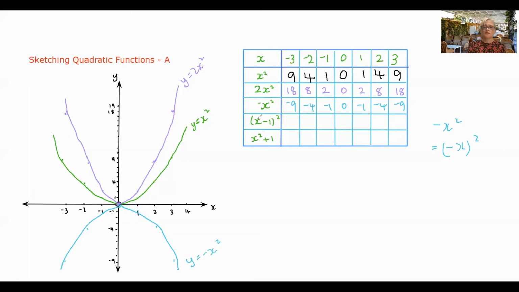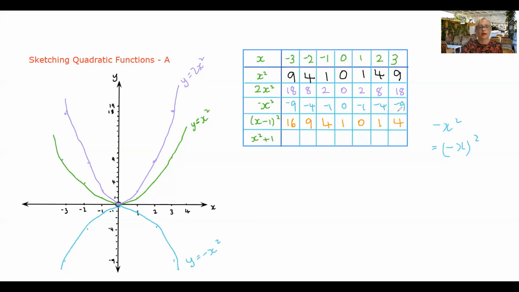Okay, what's going to happen here? What this means is, take your x value and take 1 away from it first and then square it. So -3, take 1 away is -4, and square it and we get 16. -2, take 1 away is -3, square it and we get 9. -1 minus 1 is -2, square it and we get 4. And what you've basically got is this shifted across.